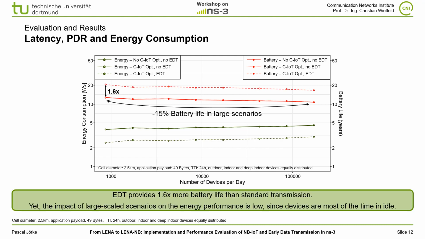Again, EDT increases the performance in terms of low power consumption and a long battery life, giving up to 1.6 times longer battery life. Since the devices remain most of the time in PSM, the impact on energy performance is lower compared to the latency, but still noticeable. The small drop in packet delivery ratio leads to the question if the capacity limit is already reached.